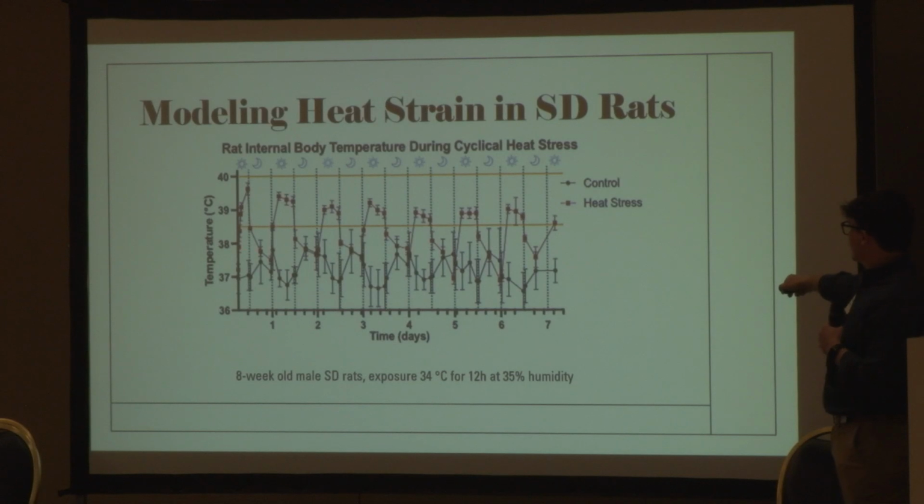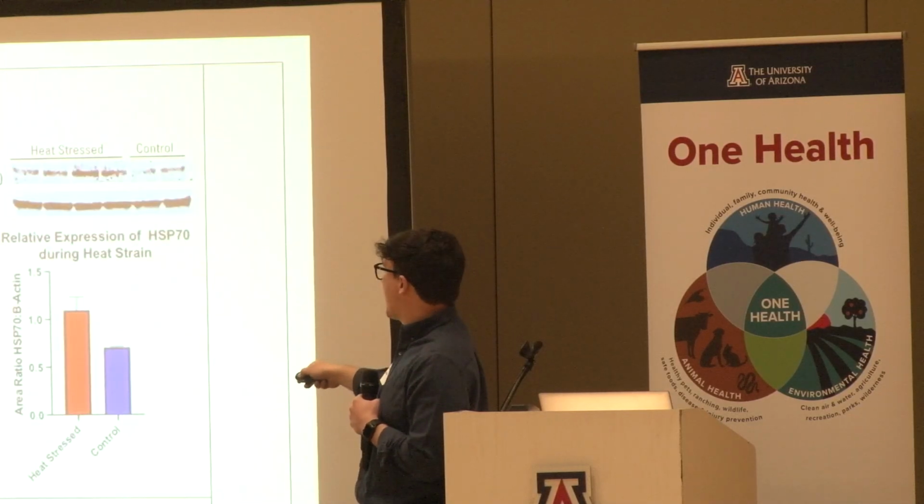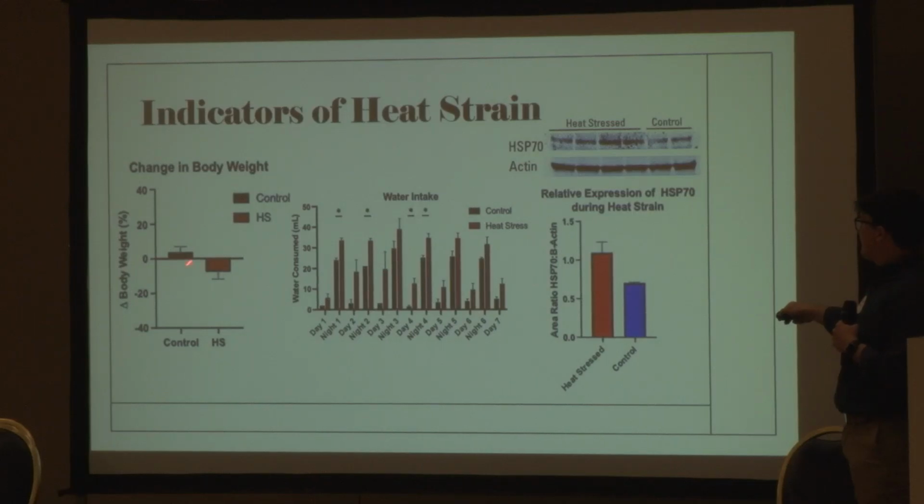They went back down to normal during the nighttime, and this was consistent throughout the entire week that we heat strained our rats. And so we looked at a few other biomarkers as well of heat strain, body weight. As you can see, the heat strained rats decreased their body weight over the week that they were in the stress condition. Their water intake increased, which is classic for heat strain. And we saw this increase in HSP70, which is sort of considered the classically heat-induced heat shock protein. And so we sort of hit all the markers of heat strain.